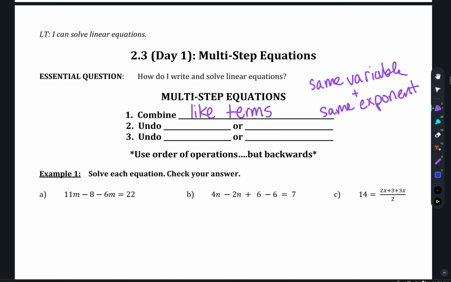After that, though, the process is the exact same as it was yesterday. We undo our addition or subtraction, and then we undo our multiplication or our division. Remember that we are working with backwards order of operations. So instead of GEMDAS, we're using SAD, MEG in that order. SAD, MEG, backwards GEMDAS.